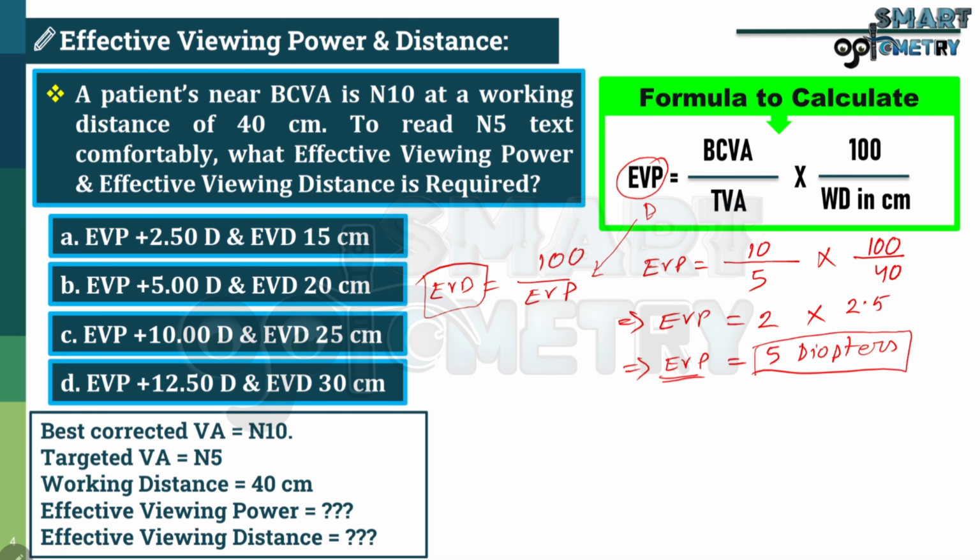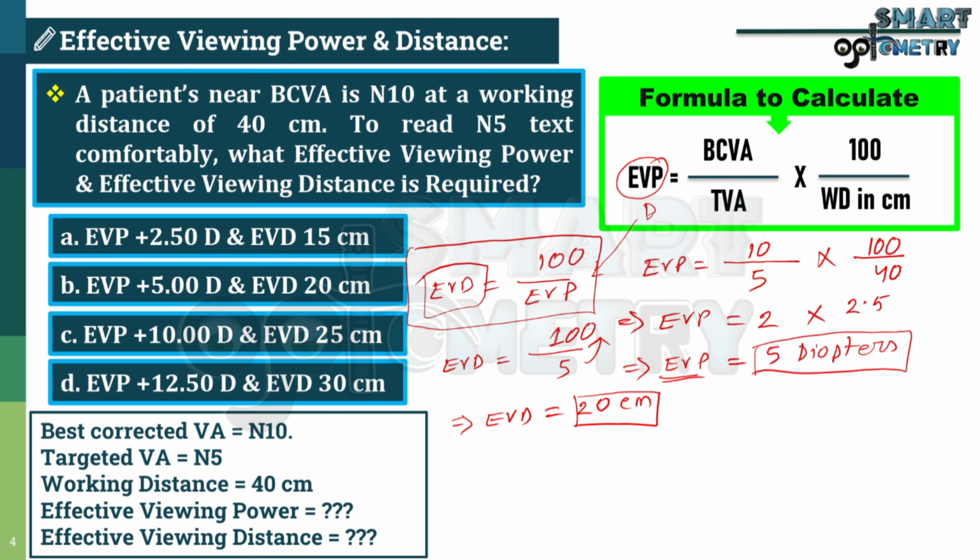Now we can substitute the value in this formula to find out the effective viewing distance. So effective viewing distance equals 100 divided by effective viewing power, that is 5. Finally, effective viewing distance equals, if we divide 100 by 5, it will become 20 centimeter.